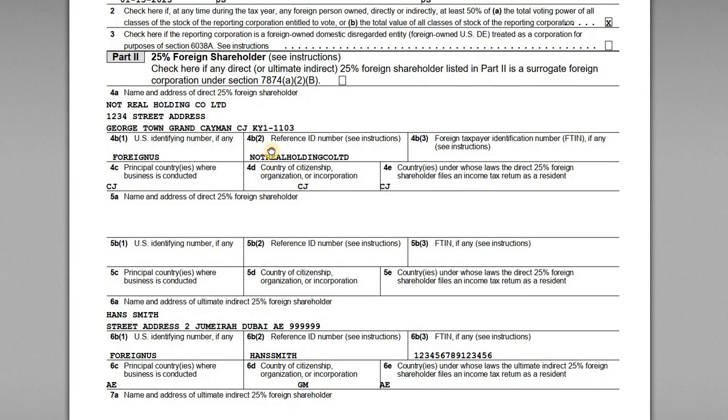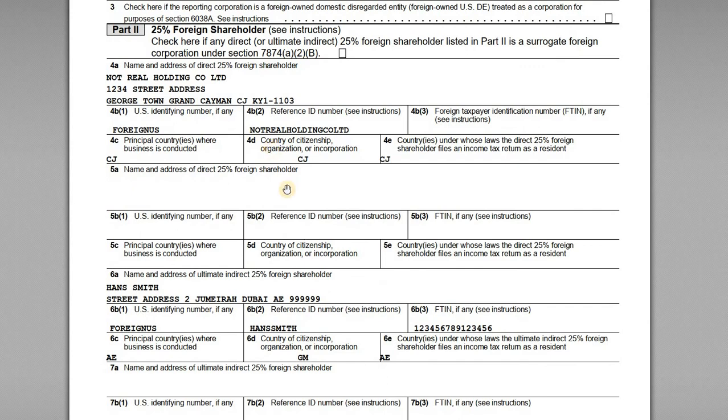Now, part 2, the foreign shareholder and direct and indirect information. So the direct foreign shareholder is reported on 4A. So we have the Cayman entity, Not Real Holding Company Limited. The mailing address for them in Cayman. The company does not have a U.S. tax ID number, so "foreign US" is an OK placeholder. And then lines 4C through 4E are all Cayman.